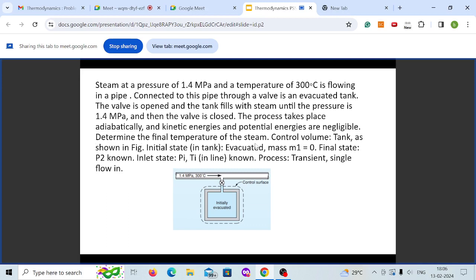Then the control volume is the tank, as shown in the figure. The initial state in the tank is evacuated, so there is no mass inside the tank. The final state pressure is known. The state of the steam in the pipe is also known, which is pressure and temperature, already given. This process is a transient case. You have fluid which is coming in, and your mass is getting stored in the tank, so your mass is varying with respect to time.